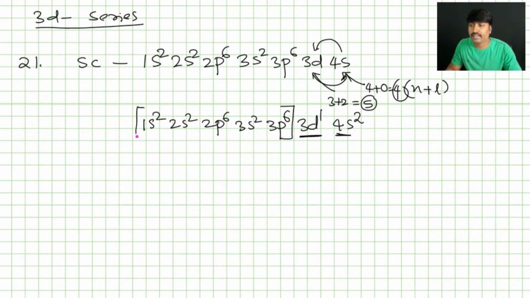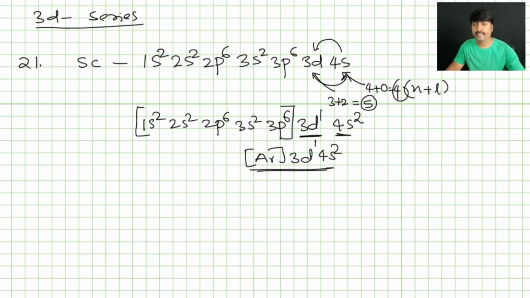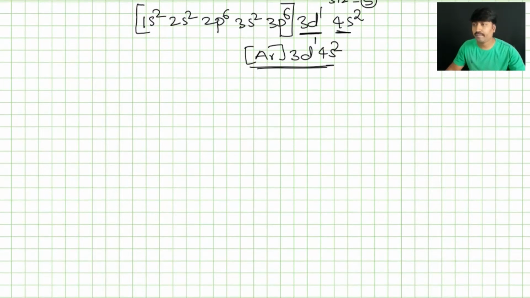Now if I go with the next, this part I want to represent something else. So you can see that this is the electronic configuration of argon. So therefore I will write square bracket argon, then I write here 3d1 4s2. This is the short form of electronic configuration of D series. Let me write one more thing.